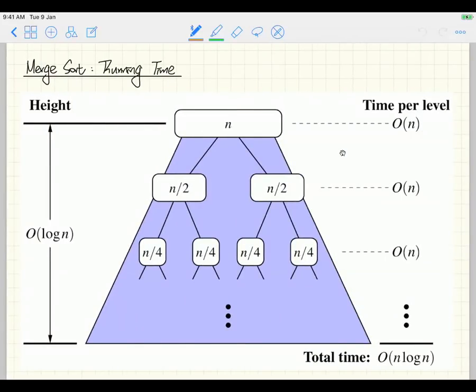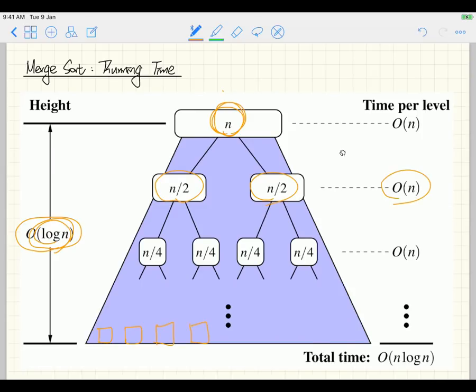If you think about this, it's basically how you start with a list of size n. Eventually, you want to do so many splits that you only have one-element lists at the bottom. We know that you need about log n base 2, log n splits.